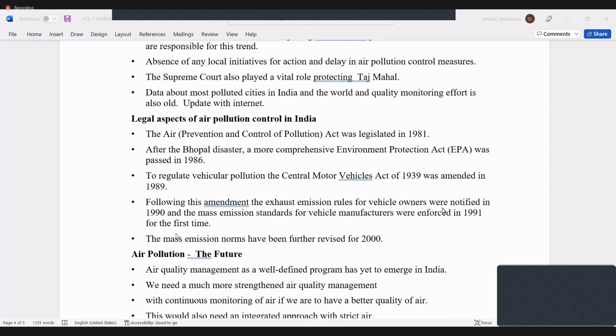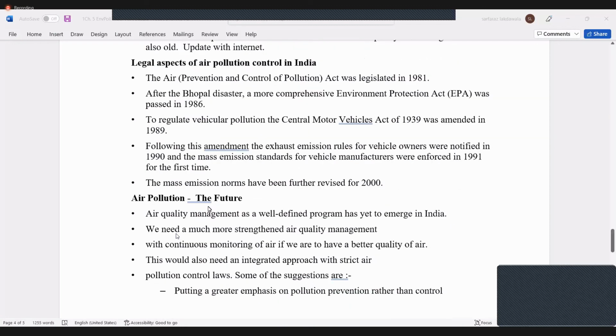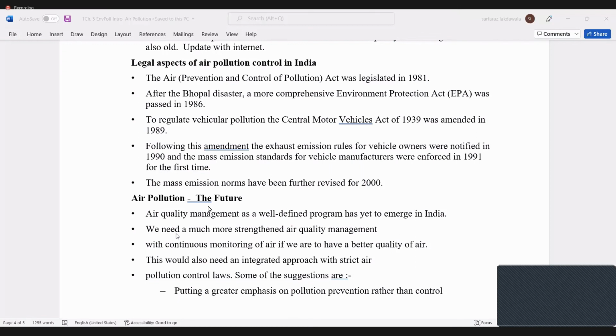Now you have catalytic converters in the vehicles. That is how we can reach the Euro 4 or Bharat 4 standard. Owners were notified in 1990, and mass emission standards for vehicle manufacturers were enforced in 1991 for the first time. Mass emission norms were further revised in 2000, and this process will have to be kept up from time to time. Now they are even talking about scrapping 15-year-old vehicles unless they go for a re-registration after the fitness test has been passed.